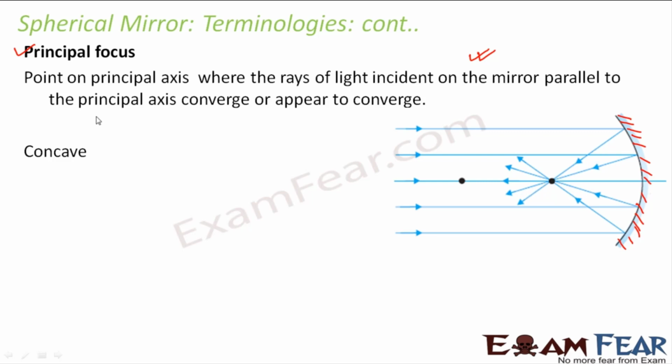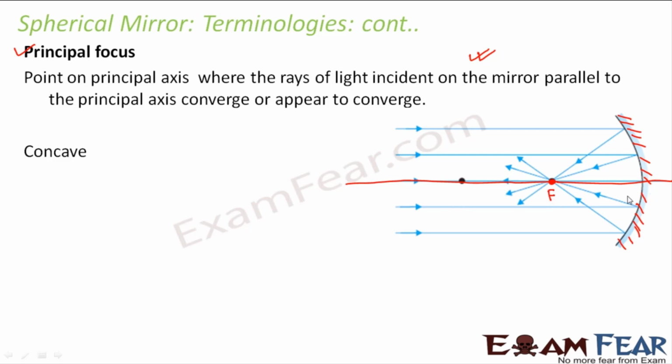It says that the principal focus is a point on the principal axis where the rays of light incident on the mirror parallel to the principal axis converge. Where is my principal axis? This is my principal axis. If you see, the incident rays are parallel to the principal axis. When they fall on the mirror, after reflection there is a point where they converge. They are all meeting at one point. This point is known as the principal focus, and it is generally denoted by a capital F.